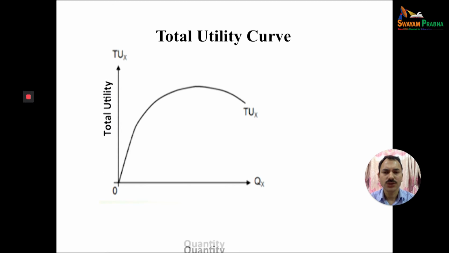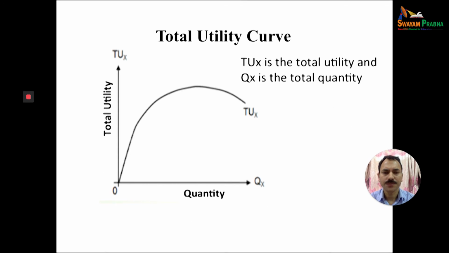We can explain the total utility with the help of this diagram. On the x-axis we have quantity consumed, and on the y-axis total utility. This TUx is the total utility curve, say, of X commodity.